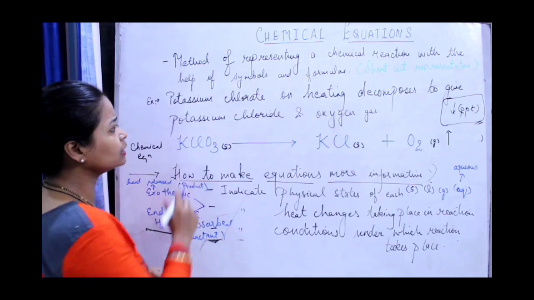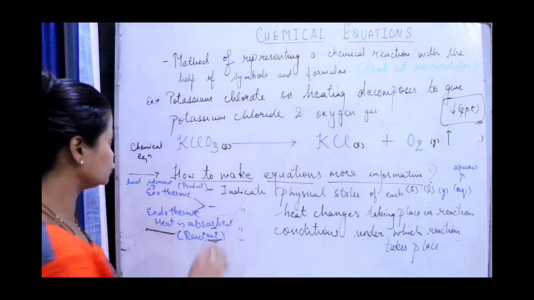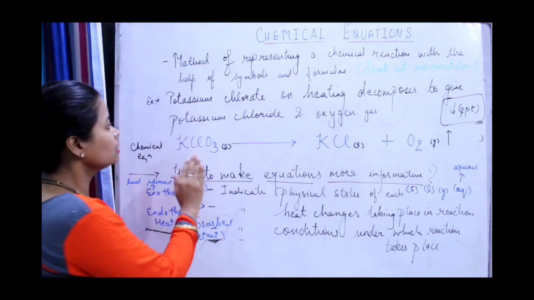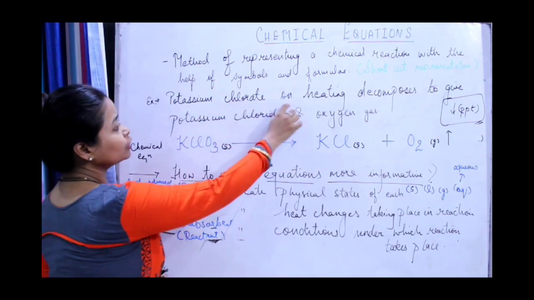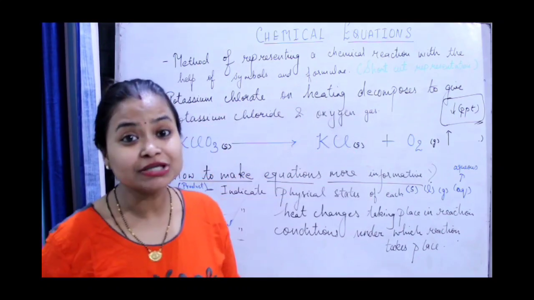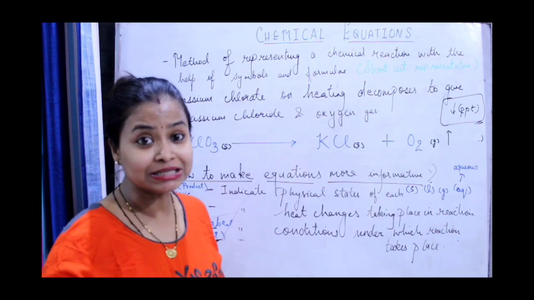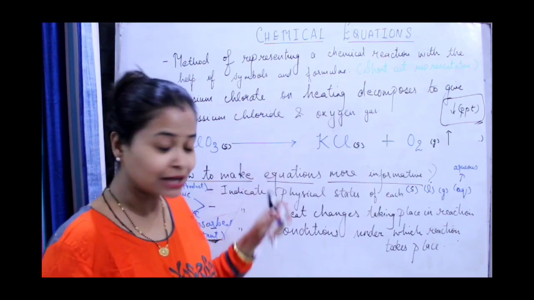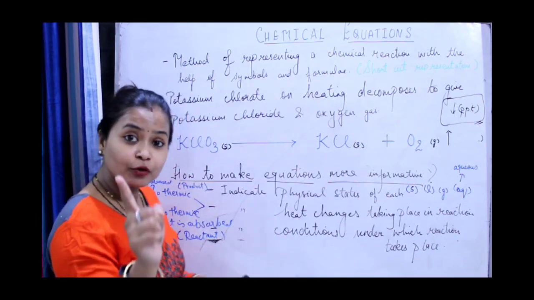Now this, see, it is clearly written here. I'll give you the example also. Same example, let us see. Here it is written potassium chlorate on heating. That means we have to give what? Heat. Heat is absorbed in this particular reaction. So that means it is which type of reaction?